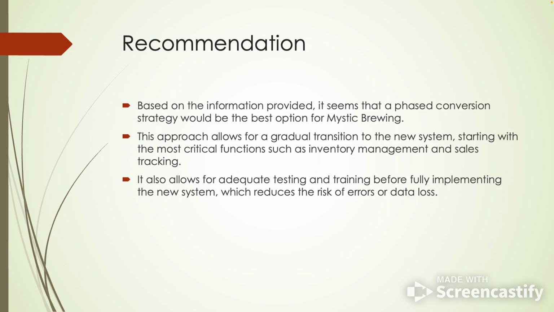From our side, the recommendation for Mystic Brewery is the phased conversion strategy. This approach allows for a gradual transition to the new system, starting with the most critical functions such as inventory management and sales tracking. This approach also allows for testing and training before fully implementing the new system, thus reducing the risk of errors or loss of data. Overall, this strategy strikes a balance between cost, time, and risk, making it the best option for Mystic Brewery.